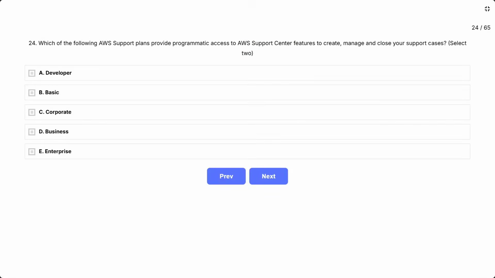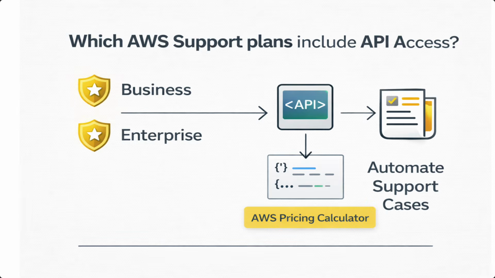Question 24. Which of the following AWS support plans provide programmatic access to AWS Support Center features to create, manage, and close your support cases? Select 2. The options are A. Developer, B. Basic, C. Corporate, D. Business, E. Enterprise.